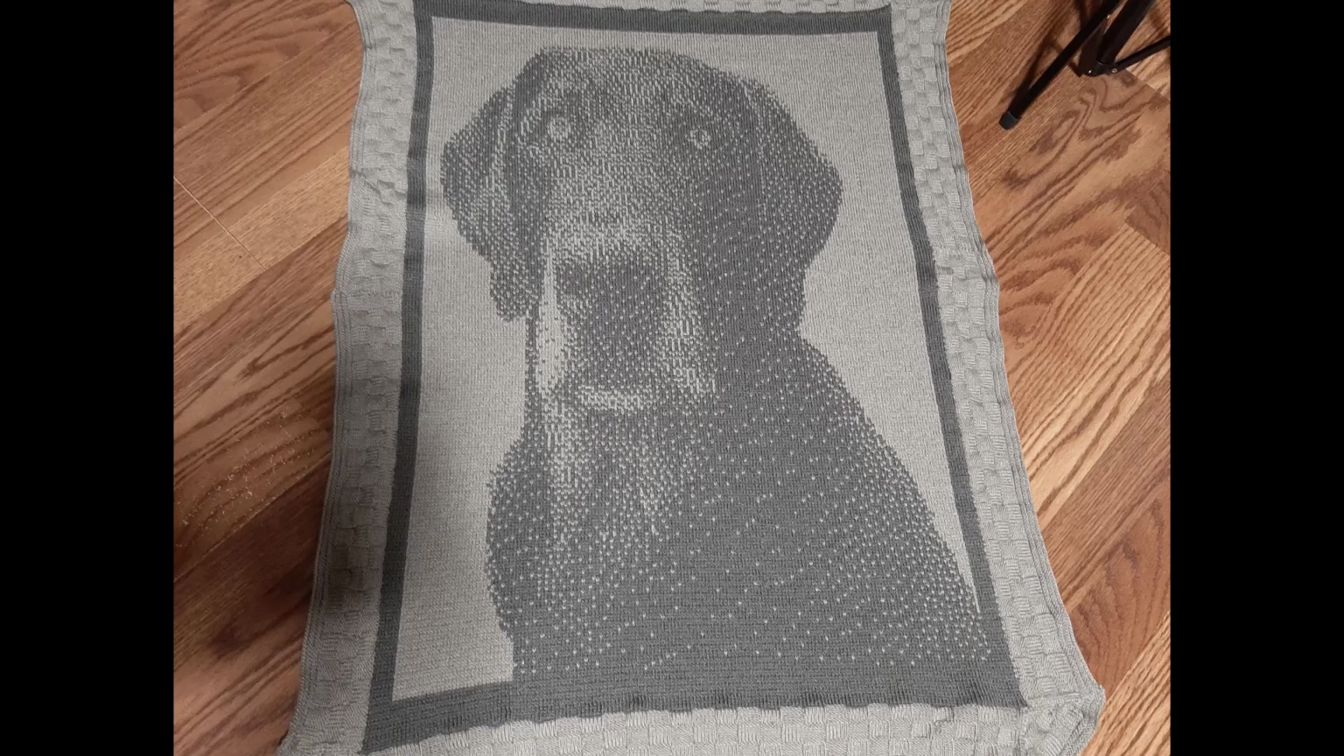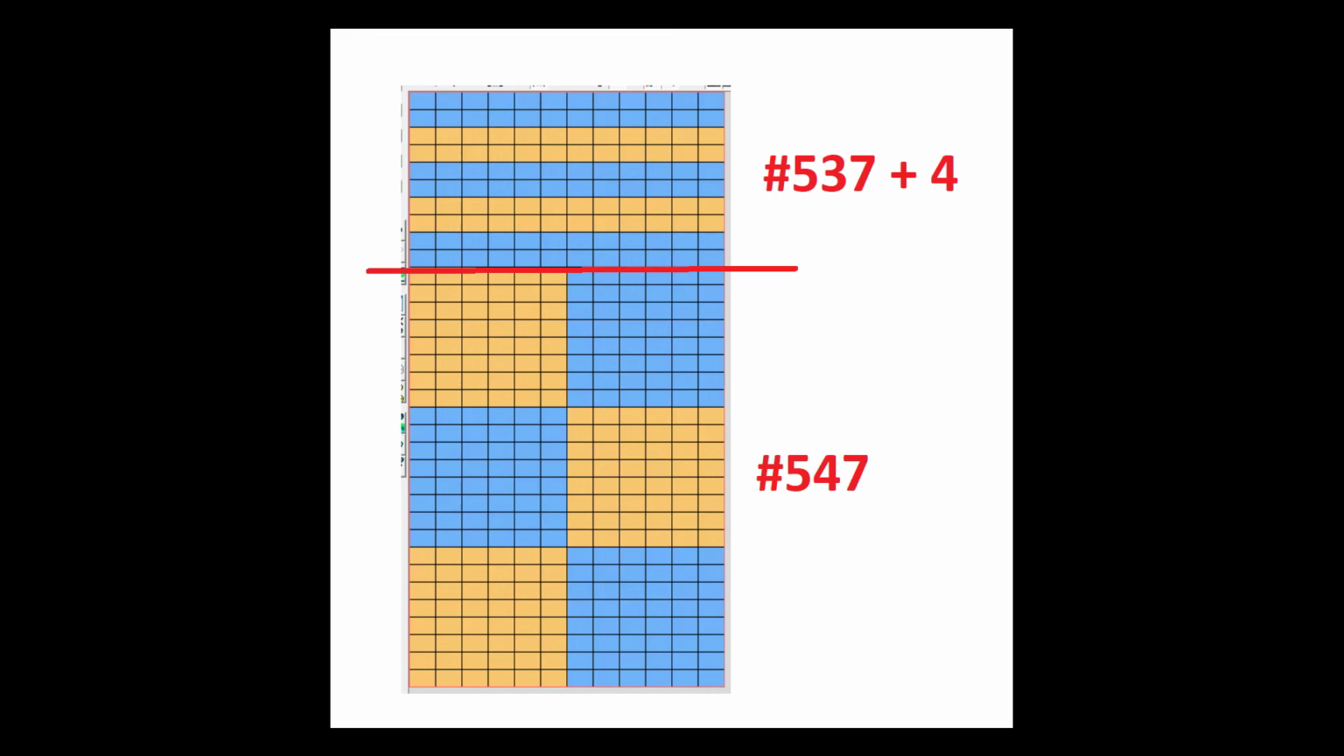If you didn't see my other videos, the border on this blanket are from Stitch World 547 and 537.